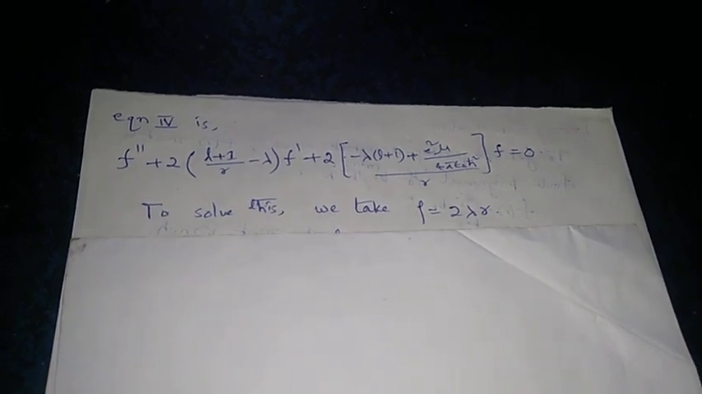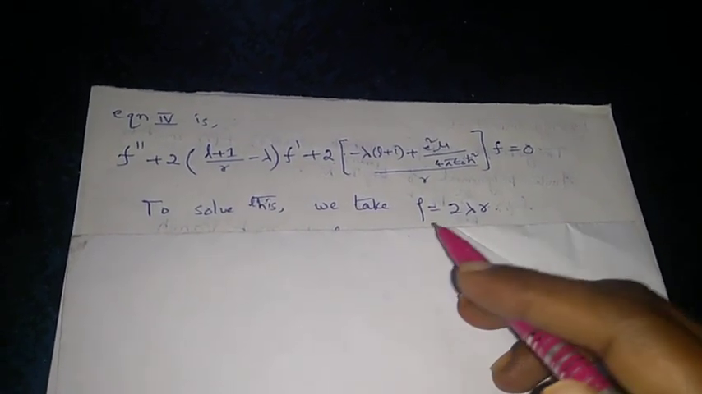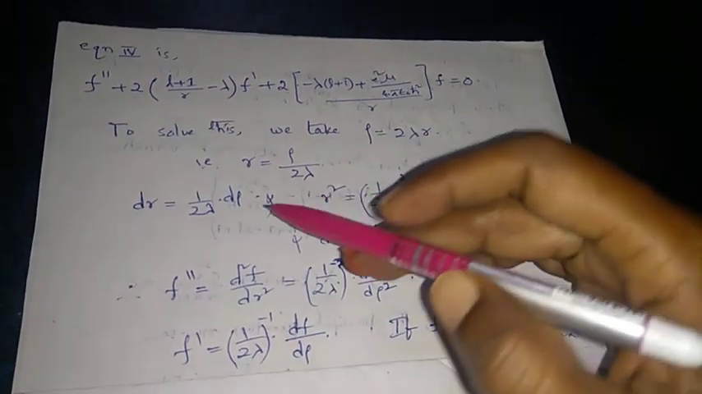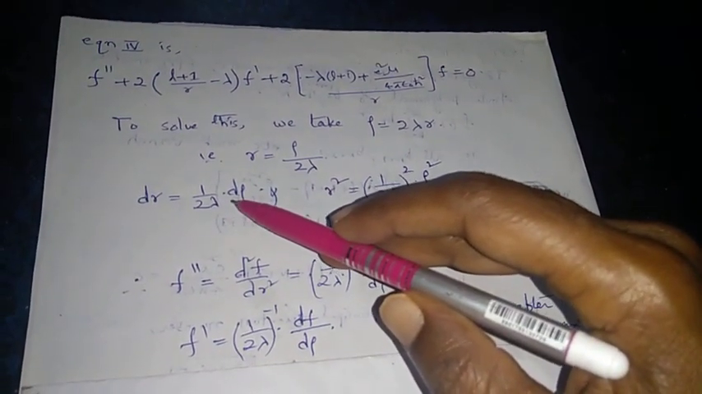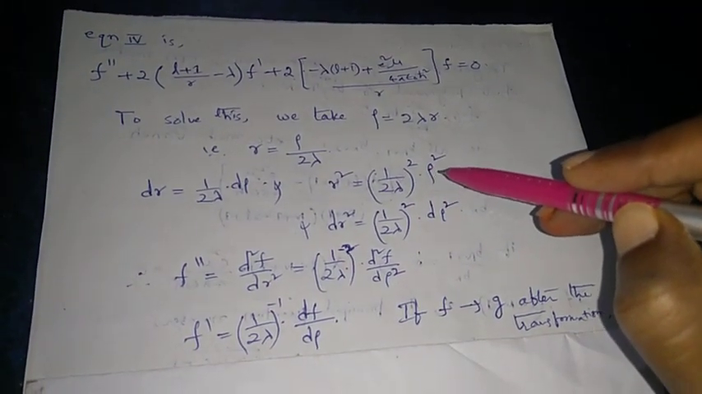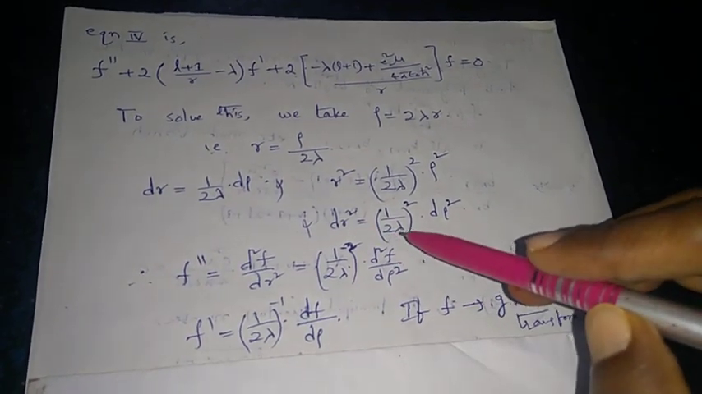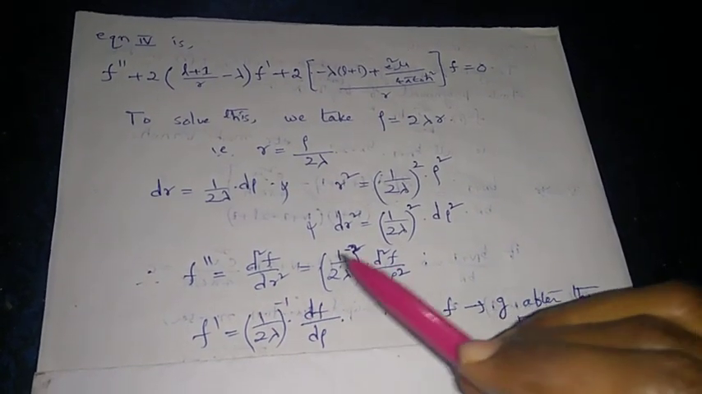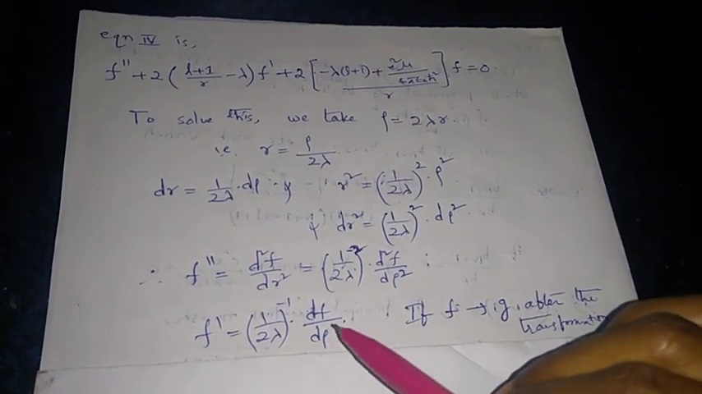So to find it out exactly, we'll again go back to equation number 4, which is this one. Then we take a transformation of r into something called rho, which is defined like this. So we can say that small r is equal to rho by 2 lambda, and then dr is equal to 1 by 2 lambda into d rho, and r square is equal to 1 by 2 lambda square into rho square. So your f double prime will turn into this form, and f prime will turn into this form.